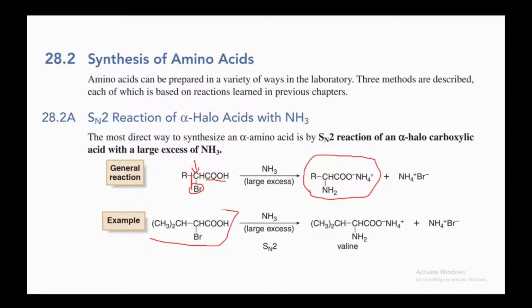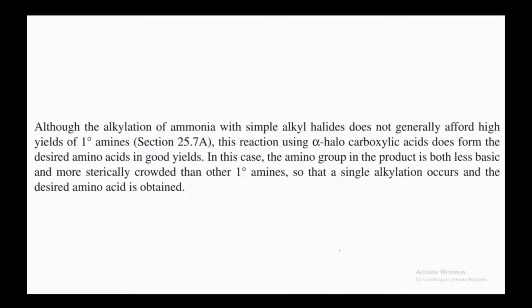An example of this reaction is this. Bromine is replaced with NH2, and this is how the amino acid valine is synthesized. You can prepare any amino acid by following this strategy, by reacting alpha halo acids with excess ammonia. Although the alkylation of ammonia with simple alkyl halides does not generally afford high yields of primary amines, this reaction using alpha halo carboxylic acids does form the desired amino acids in good yields.